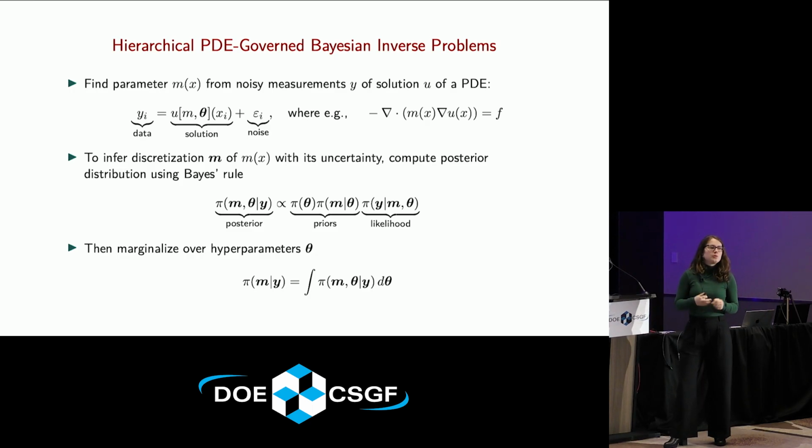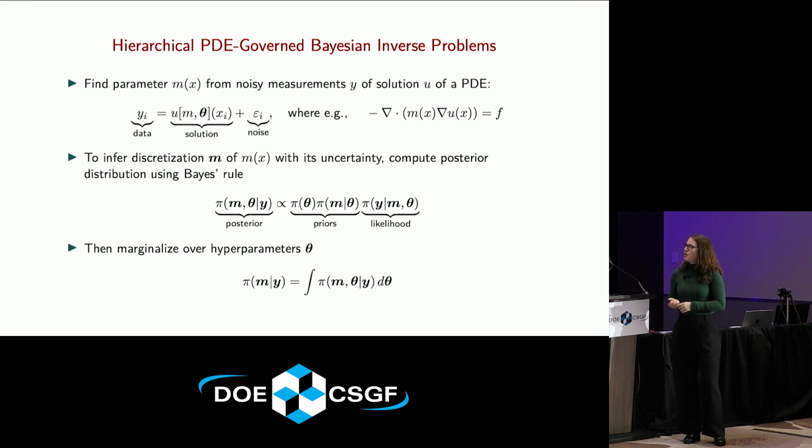So what I'm trying to do here is to infer a discretization m of this function m of x with its uncertainty, and that's where the Bayesian component comes in. I'm trying to compute a posterior distribution using Bayes' rule. Bayes' rule will tell me that the posterior distribution, where I'm going to use pi to denote distributions throughout the talk, the posterior distribution of m and theta, conditioned on y, is the product of my priors of theta and priors of m given theta, which are encoding prior information on what I think the distribution of theta and m might be, times the likelihood, which is the probability of y given these parameters. This gives me the posterior distribution up to some proportionality constant.